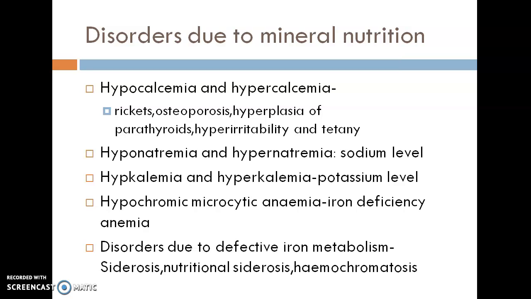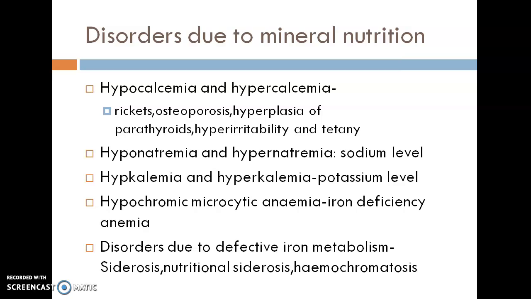Hypercalcemia causes slow and stunted growth and abnormal development of bone and teeth. It often results in rickets, osteoporosis, hyperplasia of the parathyroids, that is, excessive growth of the parathyroid, and hyperirritability and tetany, that is, muscle contraction, and it may end in ultimate death.